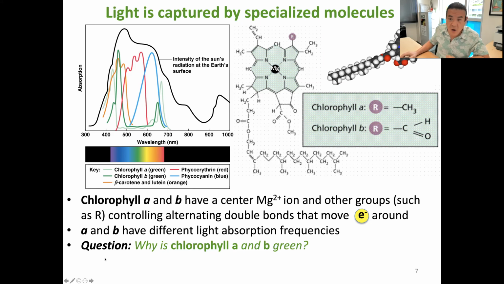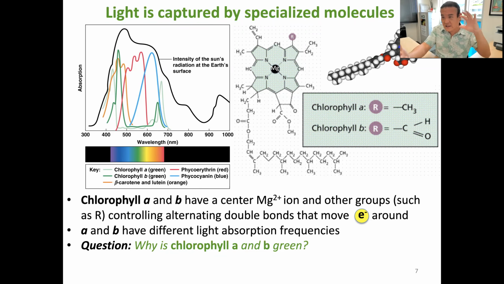So here's a question. Why are chlorophyll A and B green when we look at them? Because when we look at a green leaf, we see green, and that's the chlorophyll A and B. It's because of its sensitivity over the green range. So here's the green color. You can see that chlorophyll A and B do not absorb green wavelengths very well at all. They do not convert green wavelengths into energy. What happens to those green wavelengths? They just bounce right back from the molecule.